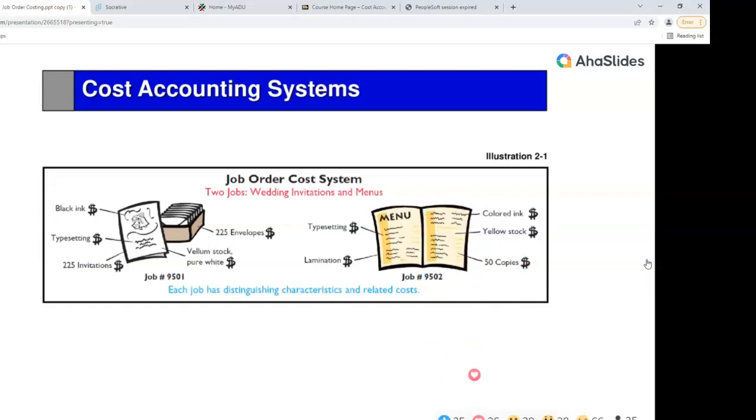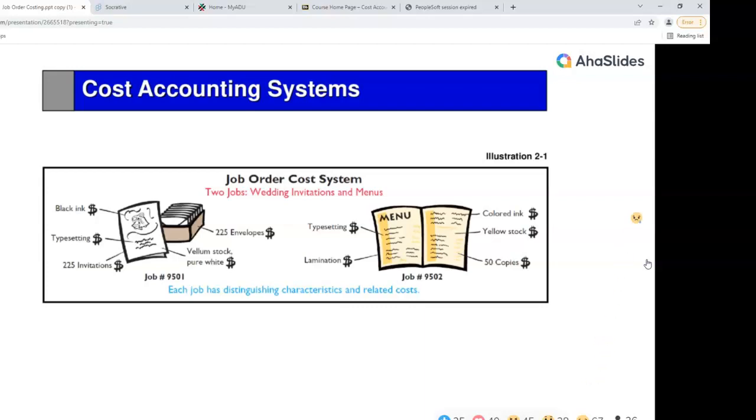Then in comes a job from a local restaurant. Wants us to print up menus. And so the menu has to be a certain size. Different stock, yellow stock, color ink, 50 copies of this, and laminated. So you see different material, different size, and it's given a job number, 9502.